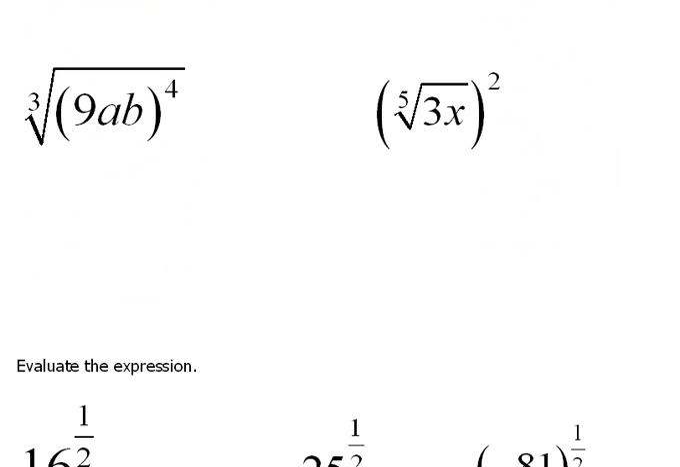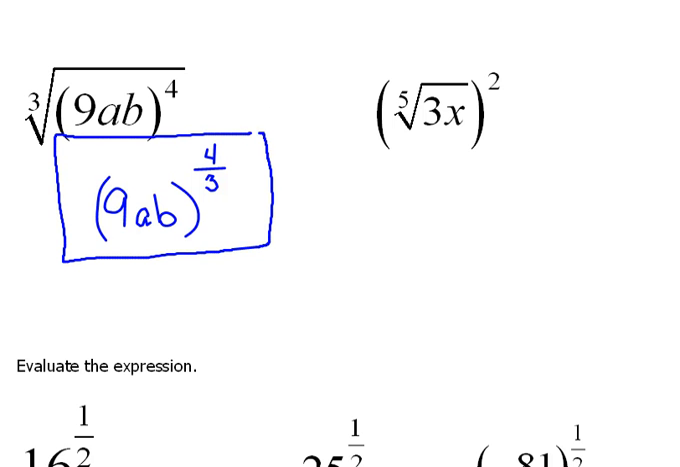Okay, just a couple more here. Here we have one that says the cube root of 9ab to the 4th. So we're going to take our radicand here, which is technically part of the radicand, this 9ab. We're going to raise it to a fractional exponent. The bottom number is the index, which in this case is 3. The top number is the power. All of that is being raised to the 4th power. So this is my exponential notation.